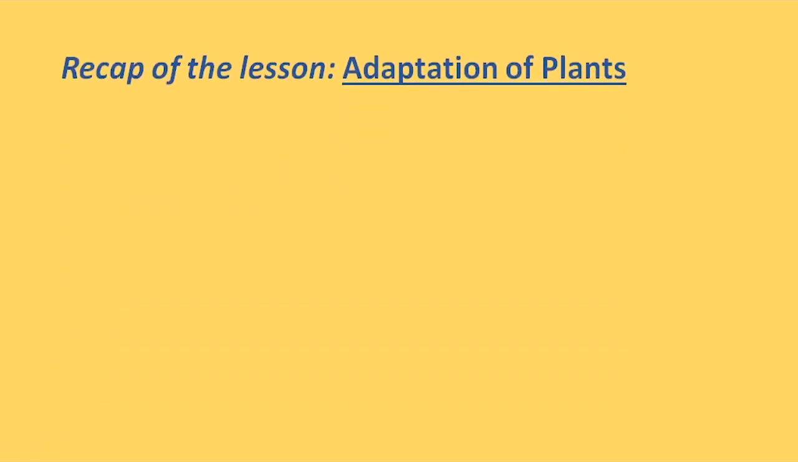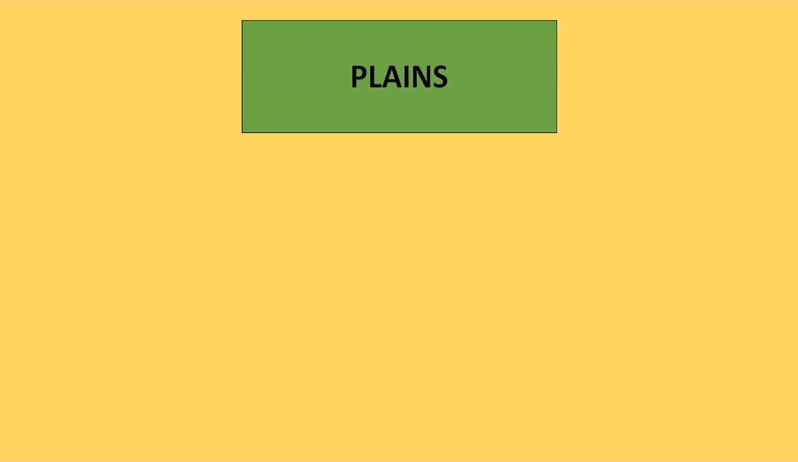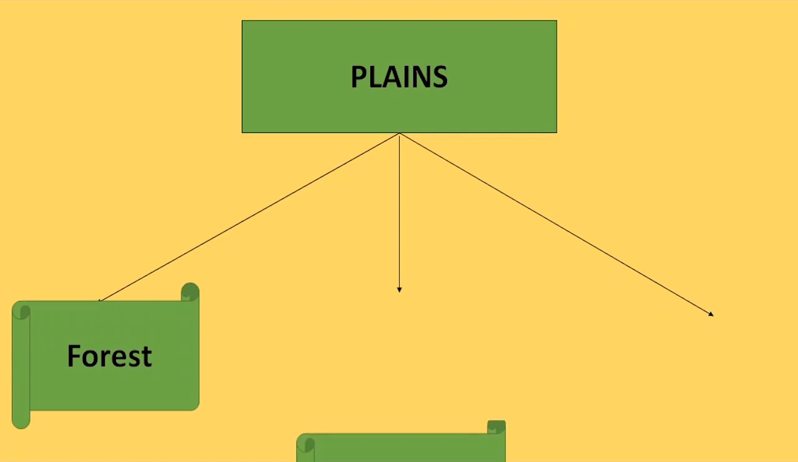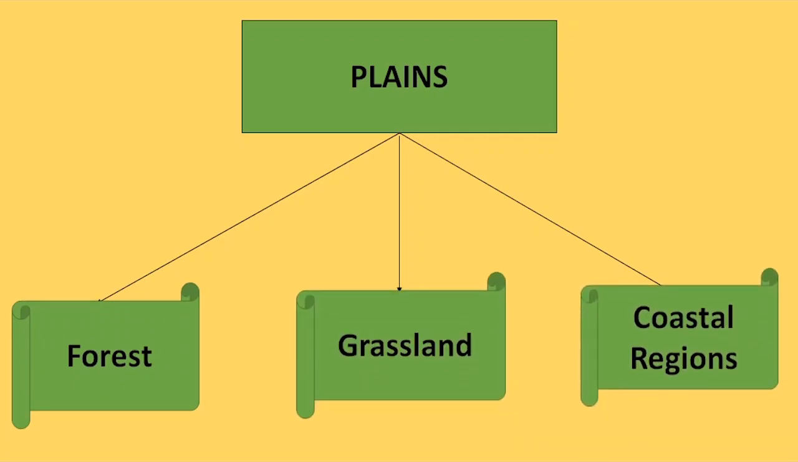In the last class we had studied the meaning of adaptation. Next come the different types of adaptations. Under terrestrial plants we had studied deserts, hills and marshes. One was left, that is the plains. As you can see, plains are divided into three types: forest, grassland and coastal regions. We'll study them one by one.